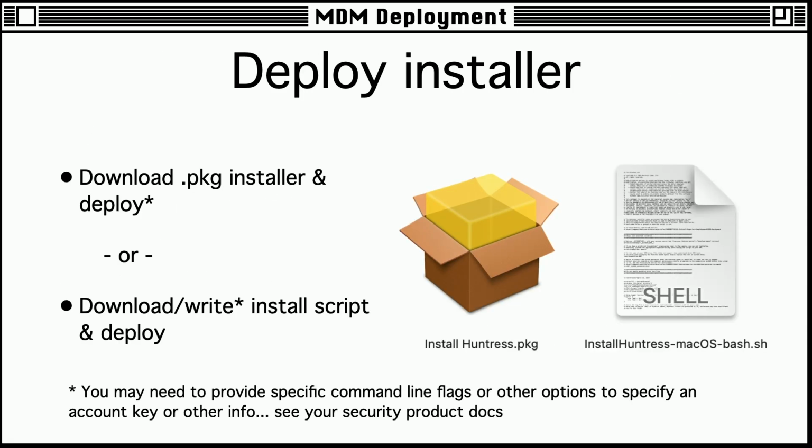Step 2 is you deploy your installer. And if your security vendor knows what they're doing, they're going to either provide you with a .pkg installer file, or they're going to give you a script that will take care of the installer for you. If they give you a .dmg file, that's a little bit more difficult to deploy. But this is easy. So you can deploy your .pkg or your script.